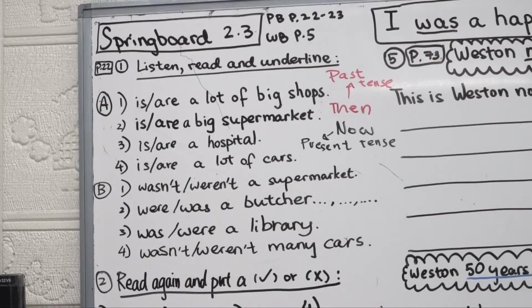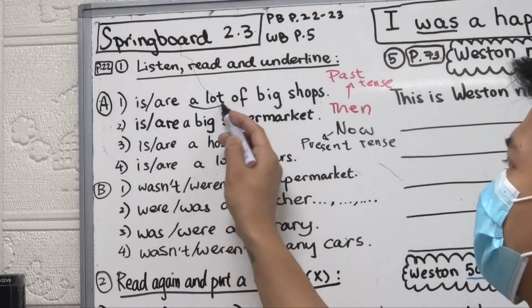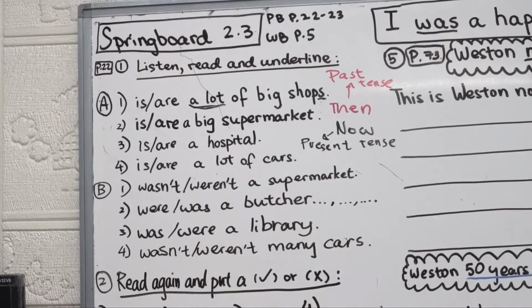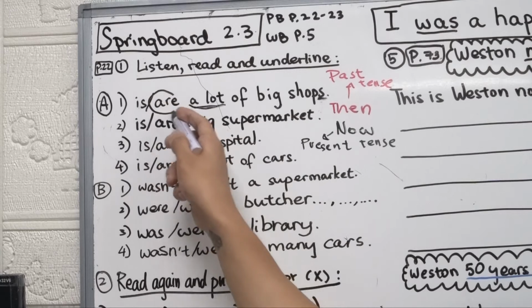Okay. So we've just finished part A. Let's try to answer the questions together, and then after that we'll move on to part B. So part A, this is Small Town now. There is or there are lots of big shops. Of course we will use are. This is now, so present tense. Which one do we know? Because it's a lot, that means many, and then we have the letter S. Pay attention. When we have a lot and shops, we need to use are.